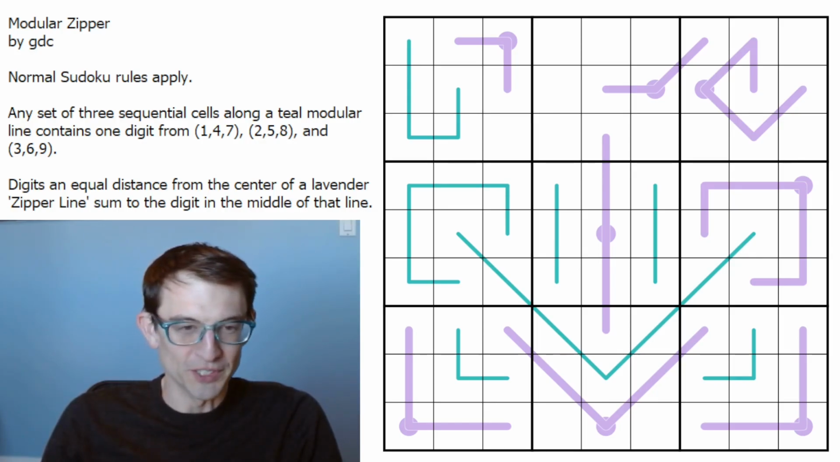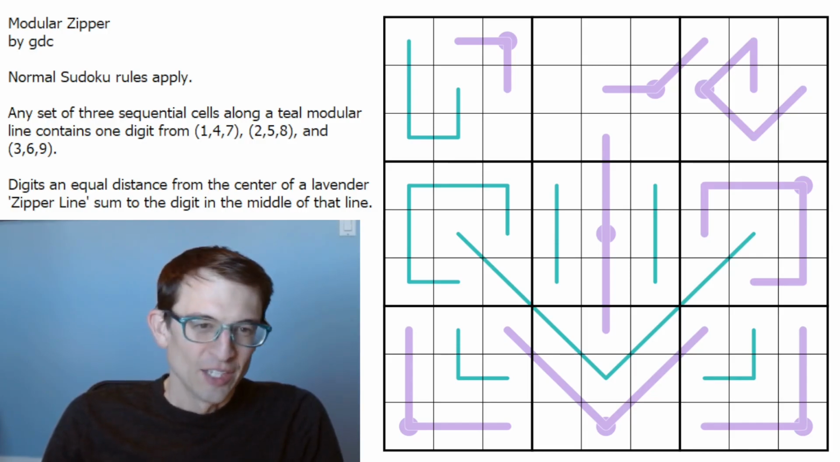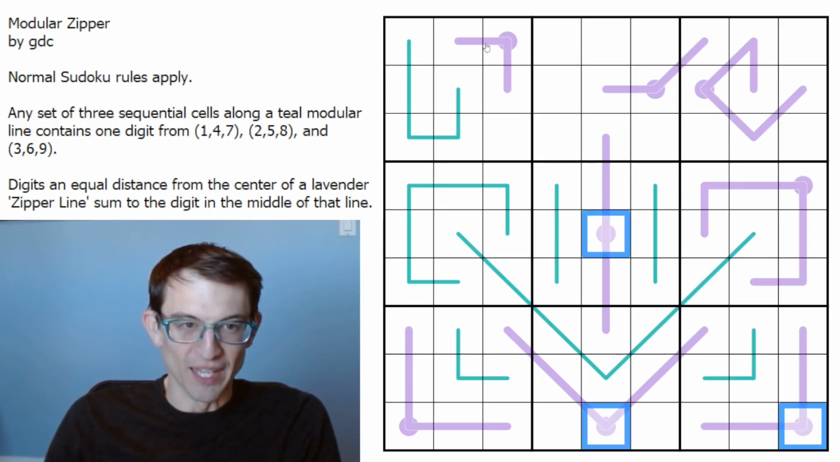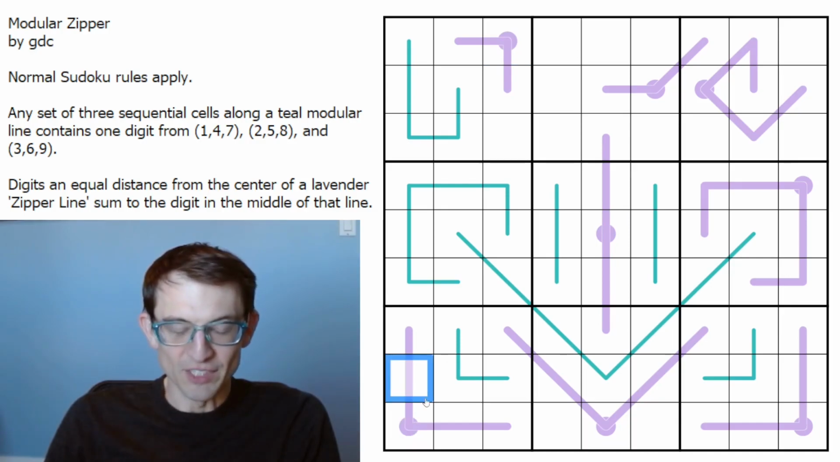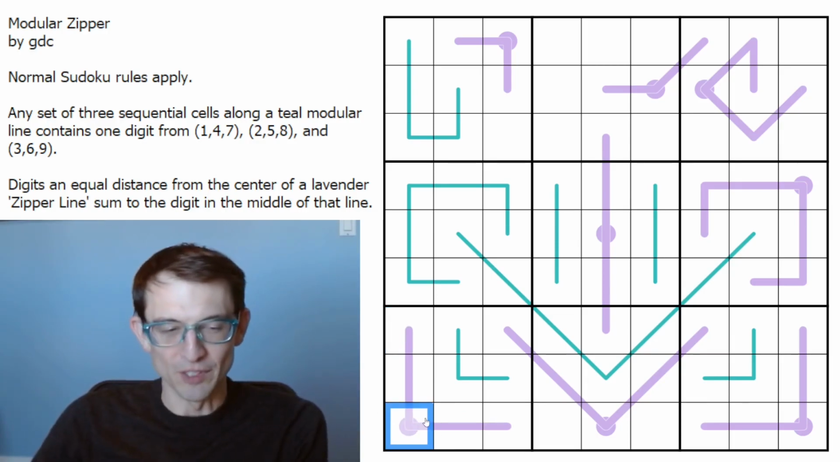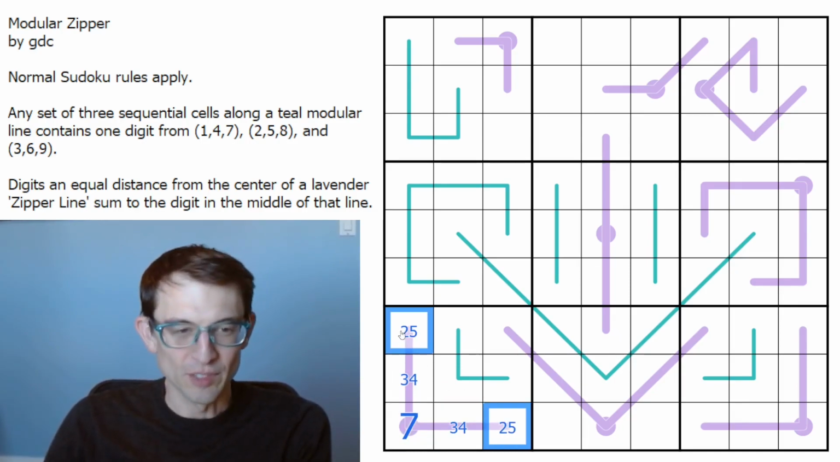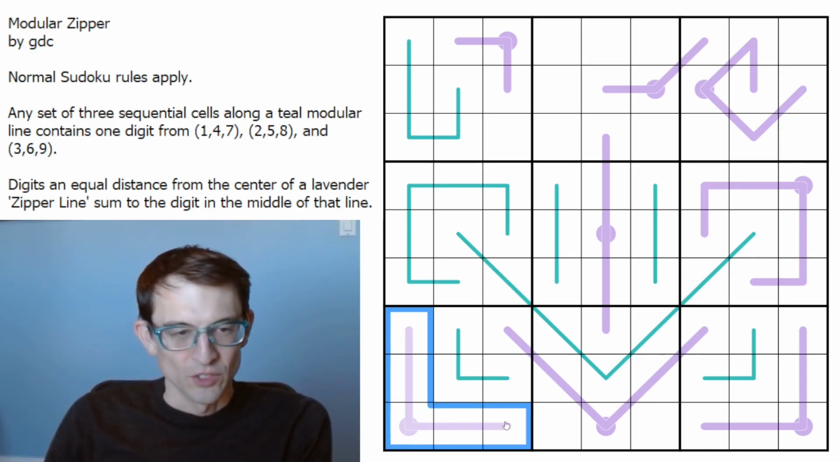There are two rules, one of which is kind of trendy, this lavender zipper line. So these zipper lines are basically rearranged arrows. In the center of the zipper line, you have these circles, and those circles are the sums of the zipper lines. Every set of digits that are equally distant from that circle, for this zipper line, I've got this pair of cells and this pair of cells. Each of those pairs individually sum to the number in the circle. So for example, if this were a 7, this might be 3 and 4, and this might be 2 and 5, something like that. So that's how those lines work.